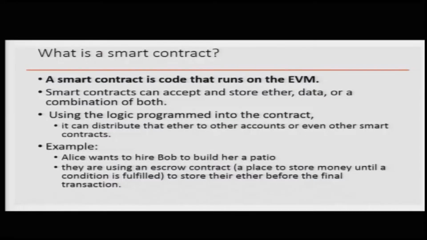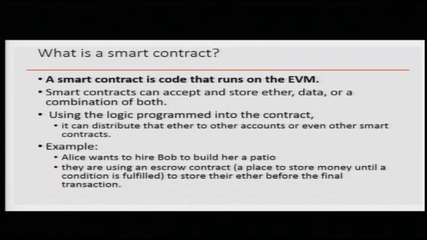So a smart contract, as we discussed last time, is code that runs on the Ethereum virtual machine, and it can accept and store Ether, which is the currency in Ethereum, and data, or a combination of both. The contract is just like another program written in a very specific language, and contracts can also create or deploy other contracts, and also distribute Ether or send data to other contracts.